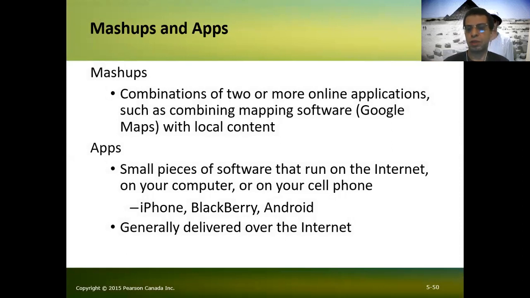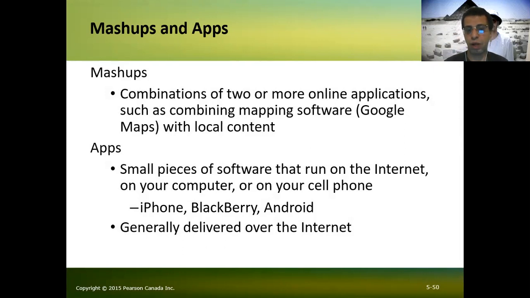And then you have something called mashups and apps. A mashup is a combination of two or more online applications, like what you use with Google Maps, a combination of mapping software, Google Maps, with local content. Locally they use cars capturing local content for Google Maps.